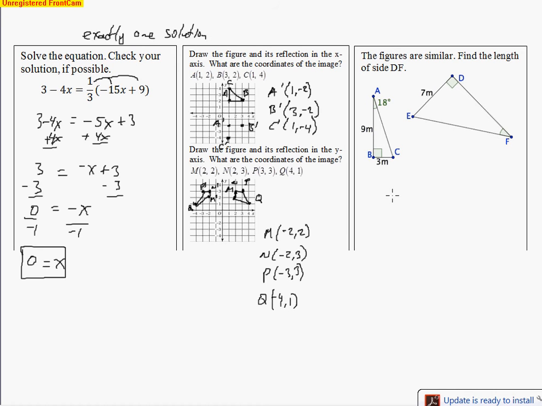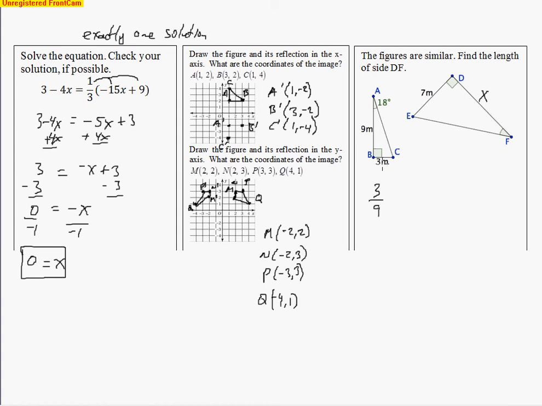So moving on to the next one, it says the figures are similar. Find the length of side DF, this side right here. So that's going to be my side I'm trying to find. I'm going to set up a proportion. So there's lots of ways to set them up. This is the way I'm going to do it.